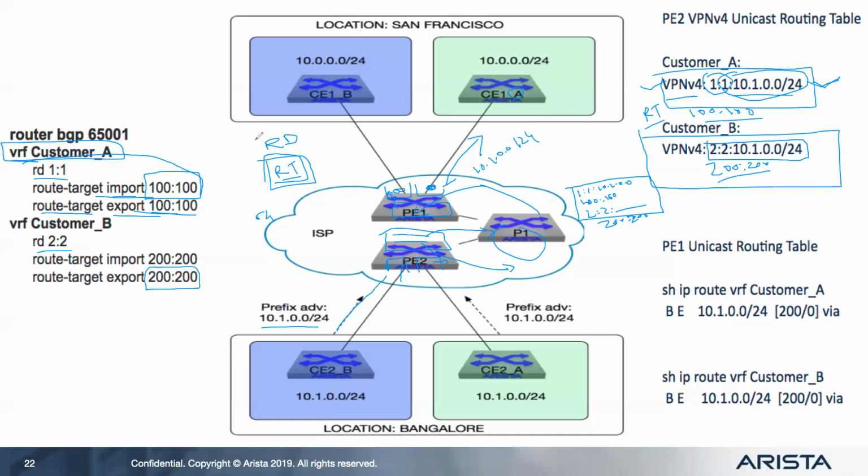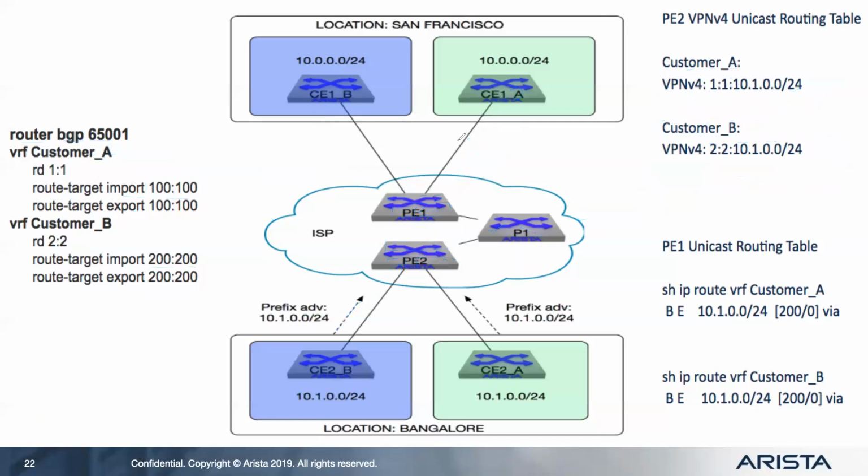I was going to ask you guys, why do we need a separate RT? Can't we achieve the same thing through RD? So basically, let's say it this way, I just add RD. Forget about route target. Let's say we are not using route target. Why do we need RT?